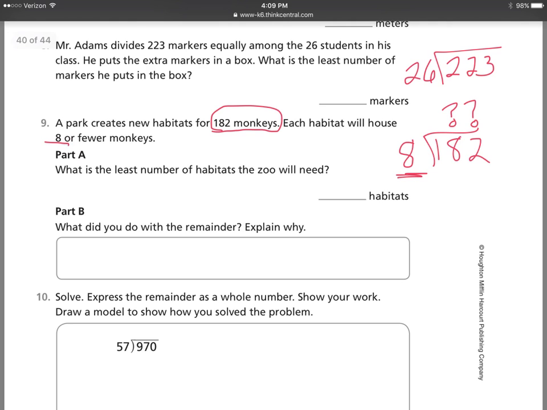But then if you have any monkeys left over at all, you would have to build another pen for those monkeys. You can't have monkeys left over that don't have a place to live. And even if you only have 1 monkey left over, he's got to have a place to live, and you'll have to create another space for that monkey. And the answer becomes whatever your quotient is up here, plus perhaps 1 more if you have anything left over, because the number of habitats you need would be the number you have in your quotient up here. And now if you have any monkeys left over, you're going to have to build an extra habitat for them. So add 1 to your quotient if there are any leftovers.